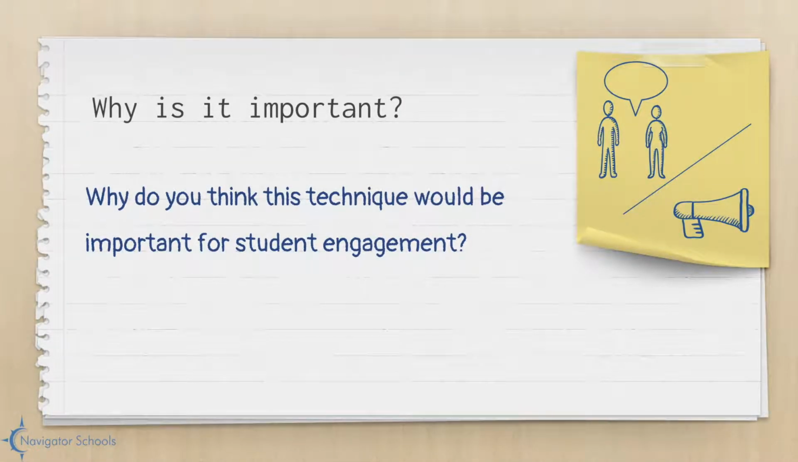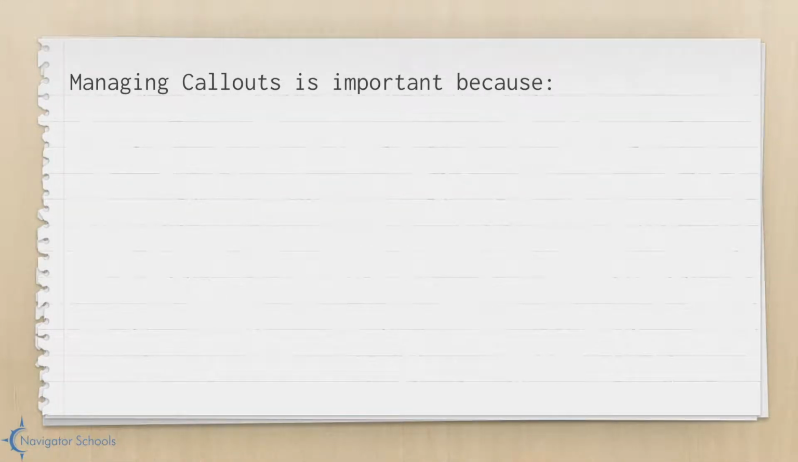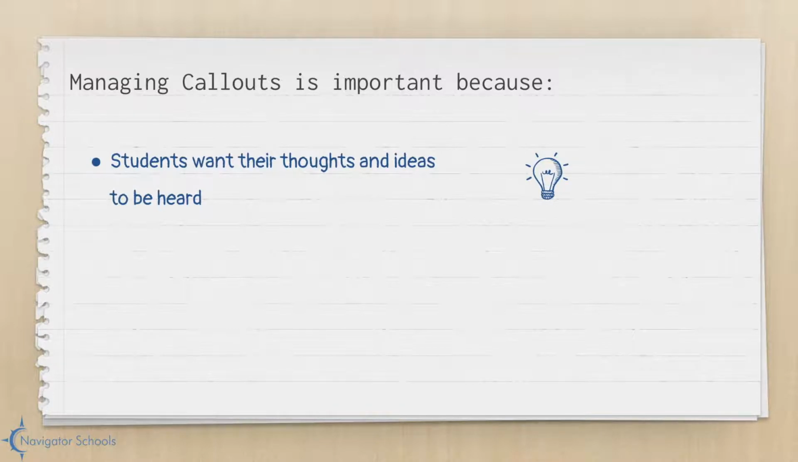Why do you think this technique would be important for student engagement? Please pause this video to discuss with the group or silently reflect. This technique is important for student engagement because, as you saw in the hook video, other students do not appreciate others shouting out. Students want to be able to voice their thoughts and ideas. When a teacher manages the callouts, the flow of your lesson will be smooth and students will be engaged.